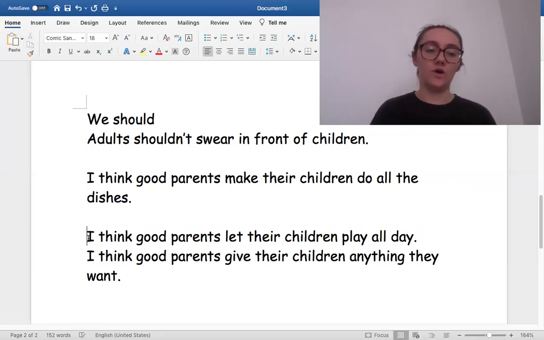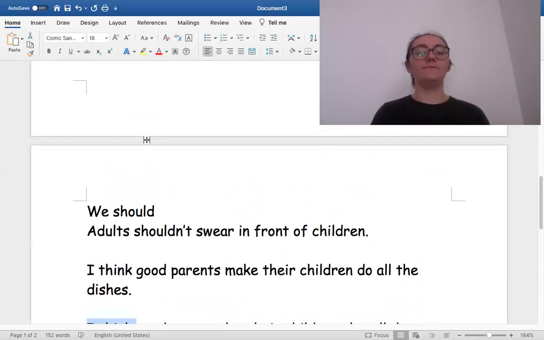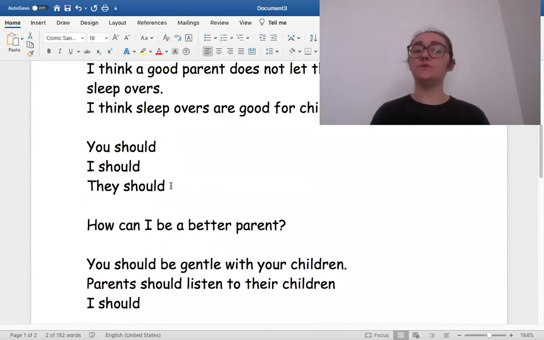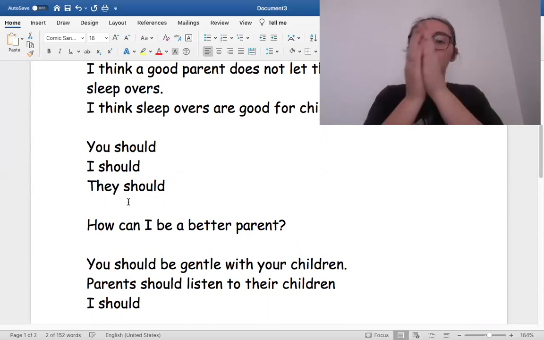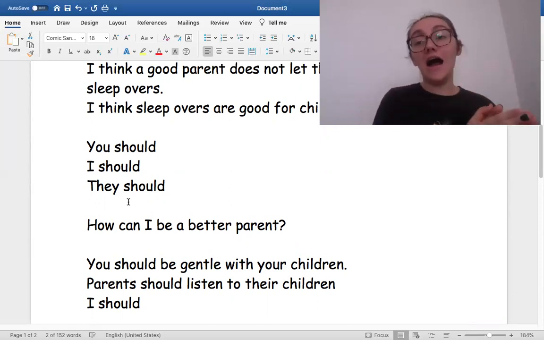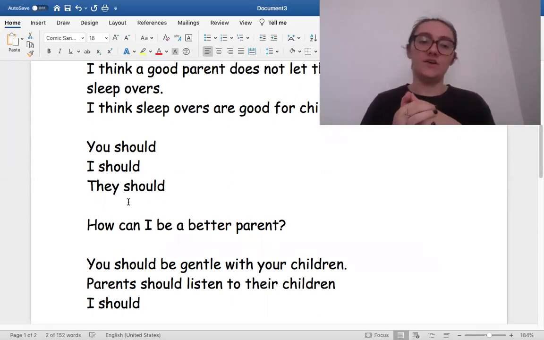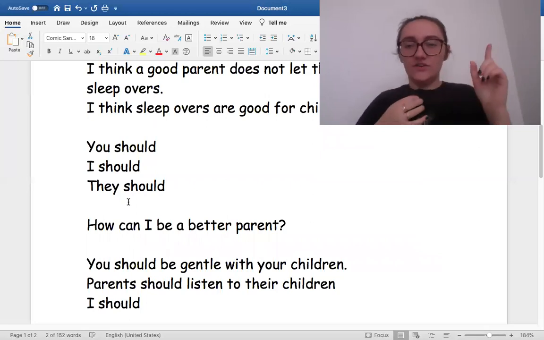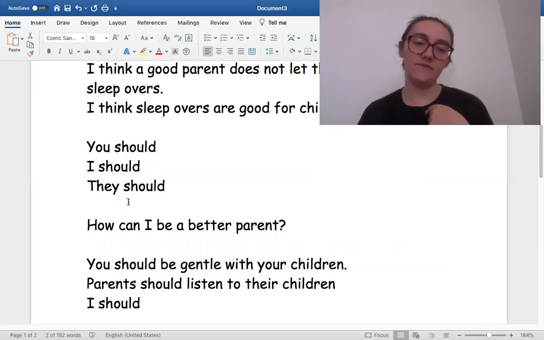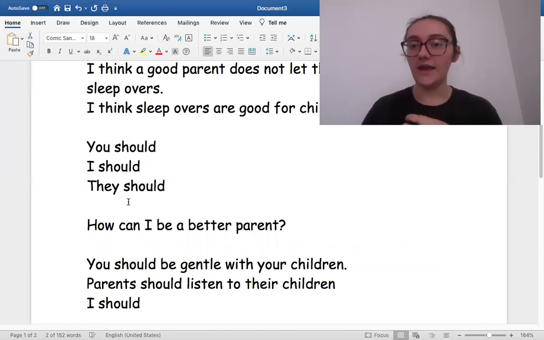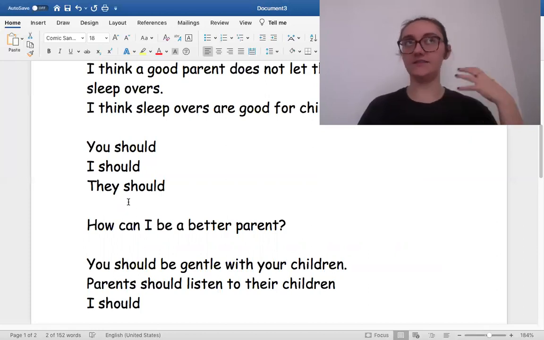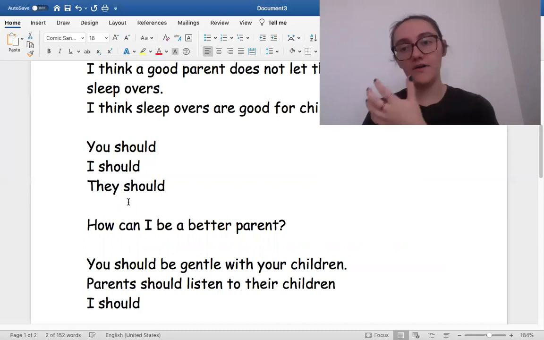And you can use the words I think, or you can use you should, or I should, or just say a person and then should. Parents should. I should. They should, right? We should. So you would use they if you're not a parent, because you're referring to a group of people that you're not a part of. Or you could use we if you're a parent, and so we are a group of people. We're parents.